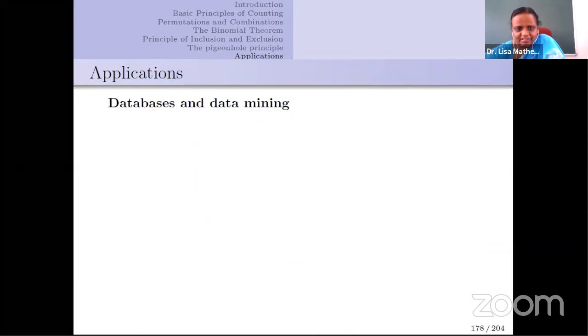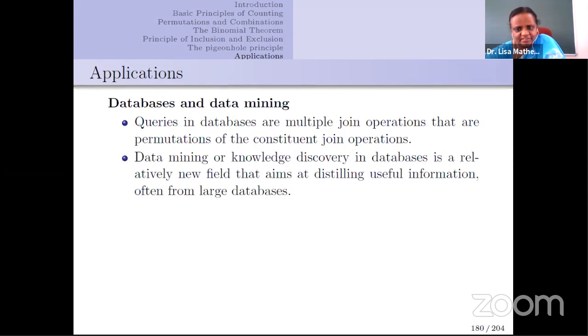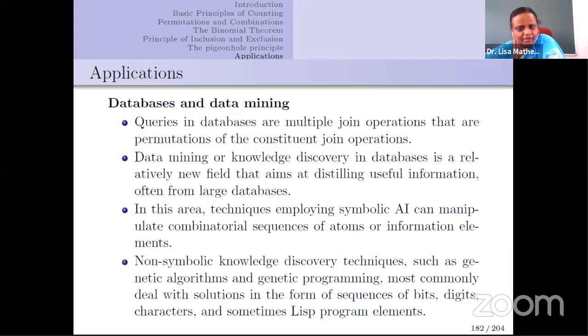The next application talks about databases and data mining. Now, queries in databases are multiple join operations, which are permutations of the constituent join operations. Data mining or knowledge discovery in databases is a relatively new field that aims at distilling useful information, often from large databases. In this area, a number of techniques have been developed, mostly using symbolic artificial intelligence, which can manipulate combinatorial sequences, patterns, or information elements. Non-symbolic knowledge discovery techniques such as genetic algorithms and genetic programming also deal with solutions in the form of sequences of bits, digits, characters, and sometimes program elements.